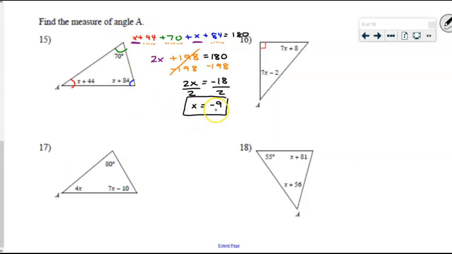Well, I've done the worst part. X is equal to negative 9, so that is going to just go right in here. X is negative 9. Add that to 44. And that means the measure of angle A is equal to negative 9 plus 44, which is 35 degrees. And that's what you'll do for those last couple of problems.